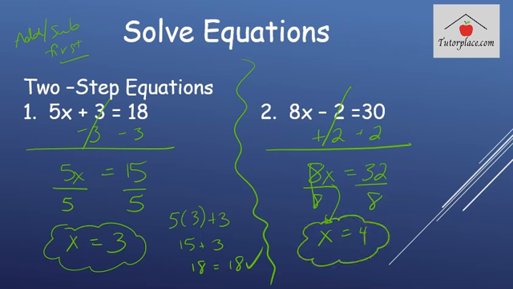So we could have 8 times 4 minus 2. Does that equal 30? So 32 minus 2. Yes, 30 does equal 30. So I know that I got the problem correct.